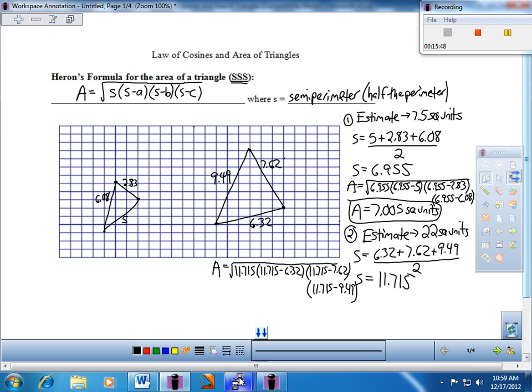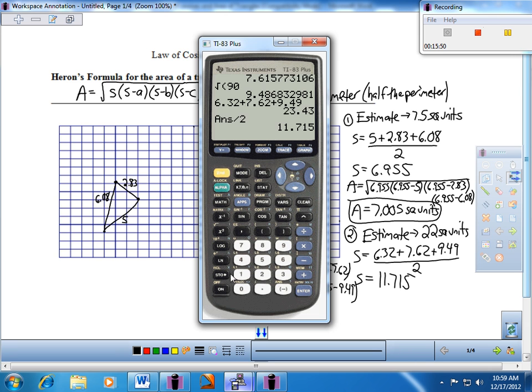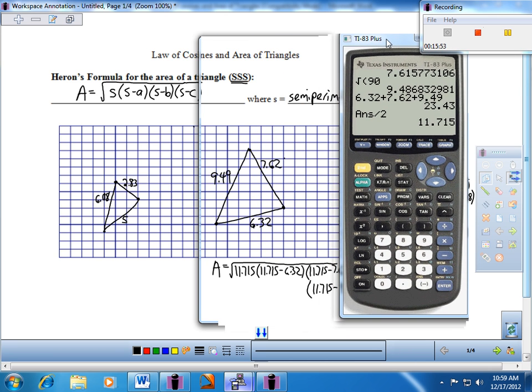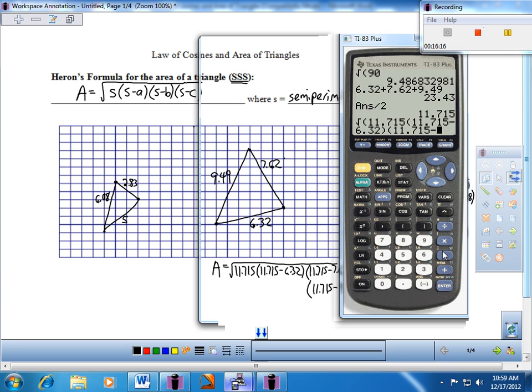Well, let's let the calculator do the work for us here. I'm going to bring this back over, and let's go for it. So I grab my calculator, big square root. Here's my S. Just type it in nice and easy. And then that number minus A, so minus 6.32. Close them. Same number, guys, 11.715. Minus the B, so minus, in my case, 7.62. One more time here, and I do 11.715, and then minus 9.49.